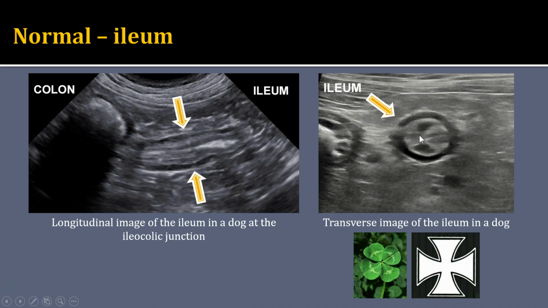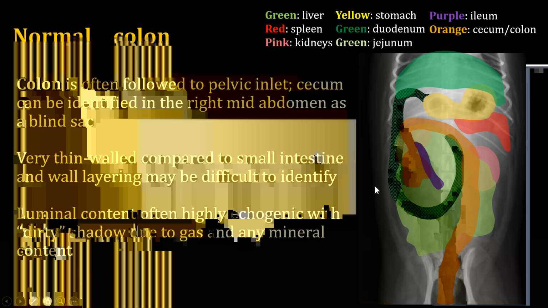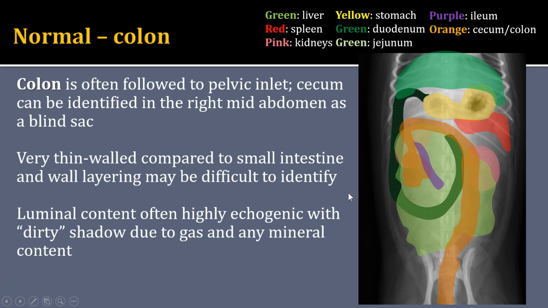You can see that the mucosa surrounded by the submucosa gives this appearance of looking like a 4-leaf clover or a Maltese cross, and then our muscularis is thicker here as we're getting closer to our ileocolic junction and the sphincter there. That brings us to the colon.